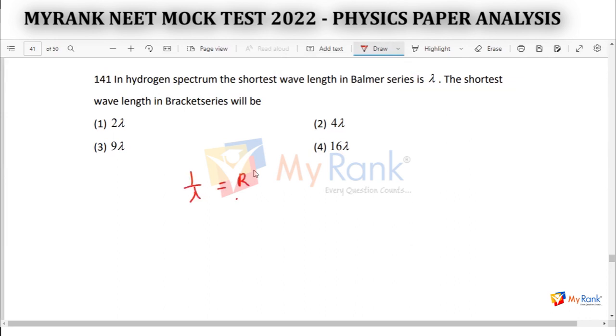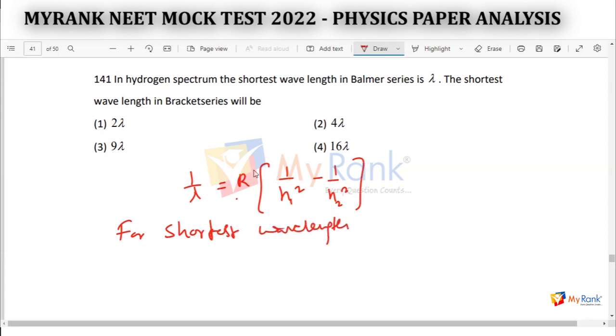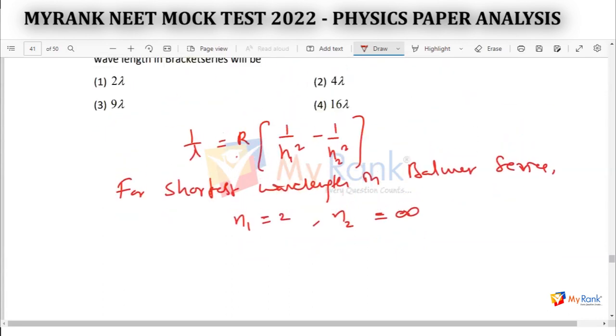So 1 by lambda is R of 1 by n1 square minus 1 by n2 square, students. For the shortest wavelength in the Balmer series, n1 is equal to 2, students, and n2 becomes infinity. Shortest wavelength, right? So 1 by lambda is R of 1 by 2 square minus 1 by infinity square. That means R by 4, students. So R can be written as 4 by lambda.